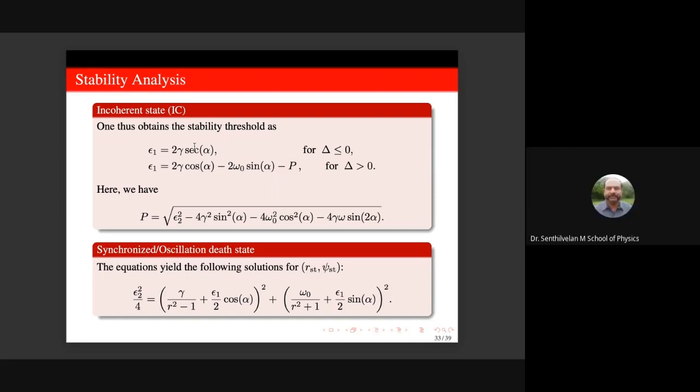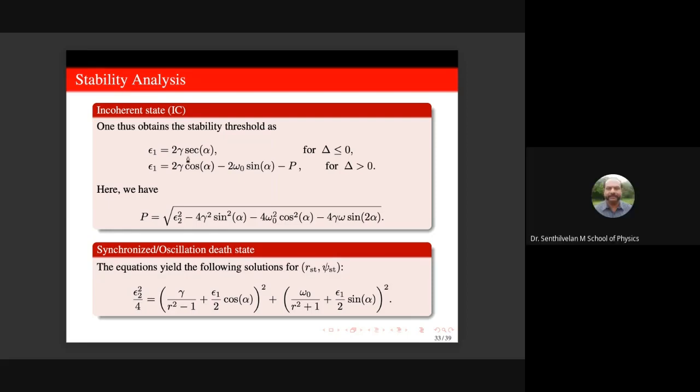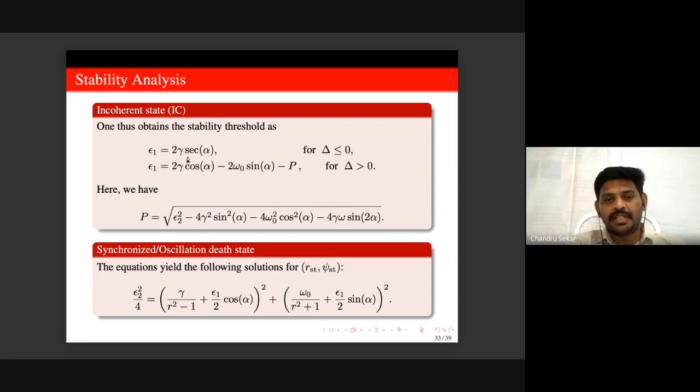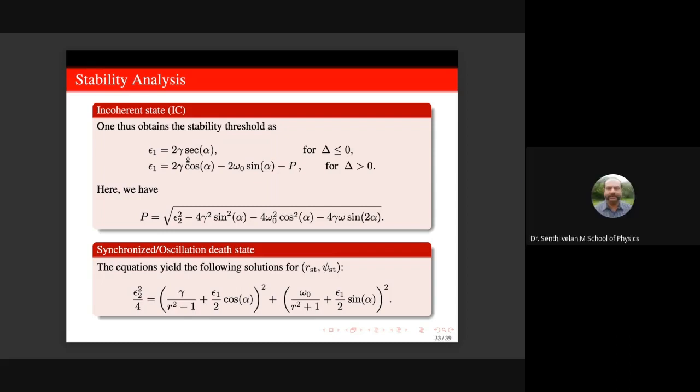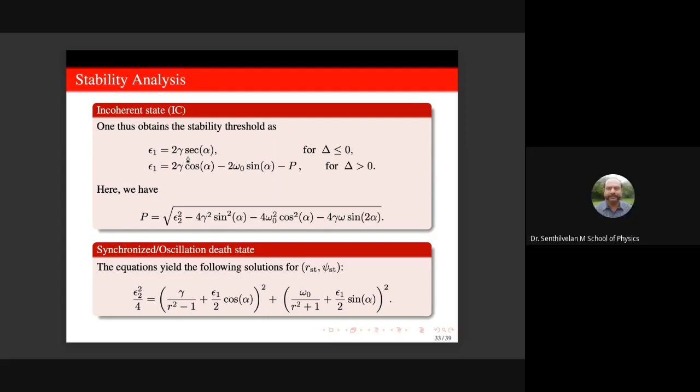Someone said, what is epsilon 1 and epsilon 2? Yeah. Sorry, epsilon 1, what is that? Epsilon 1 is the coupling strength of the symmetric term. Epsilon 2 is the coupling strength for the asymmetric term. Okay. So you have a condition, right? Yes. A condition between these.